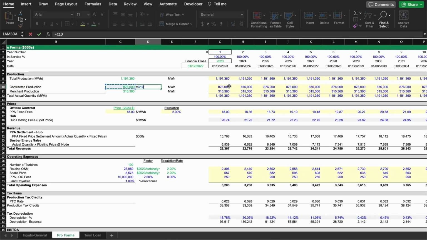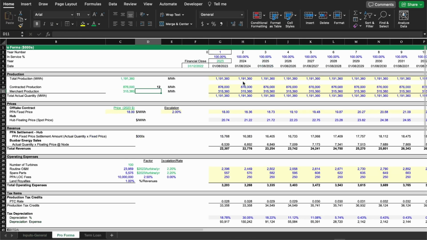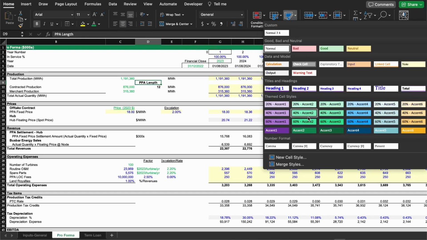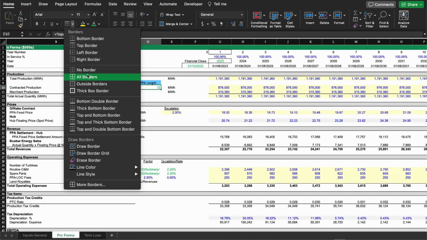So let me say here, I'm going to go back here, and I'm going to grab this number here. I'm going to say here, let's say PPA length. Oops, okay, thank you. I'm going to anchor this here. I'm just going to do some formatting here. Let's say, maybe like this, okay? I am also going to give this a green light B, and I'm going to just do like this.